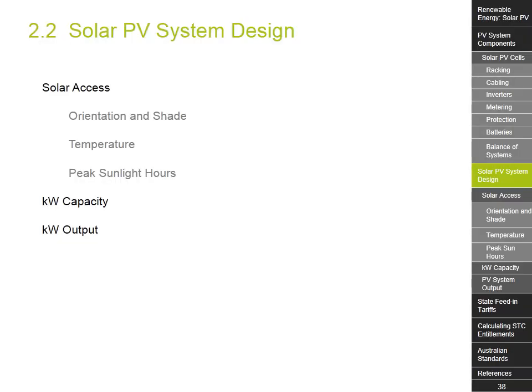The design of a solar PV system centers on the need for solar access, suitable kilowatt capacity, the impact of orientation and shade on output, as well as determining the expected kilowatt hours supplied by the system and subsequent small-scale technology certificates, or STCs, that can be generated.